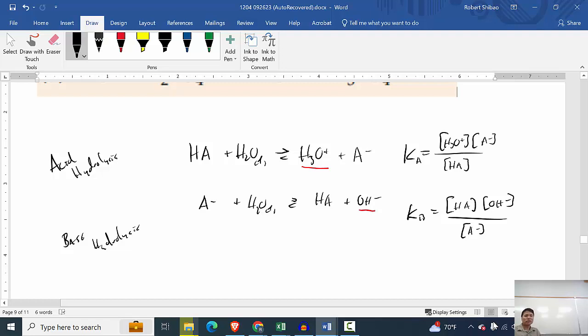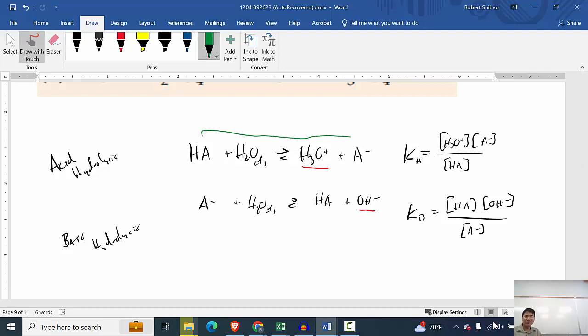Now, these are conjugates. Do you see the conjugate pairs? The conjugate relationship. So HA and A minus are conjugates. And water and hydronium are conjugates as well. And A minus and HA, these are conjugates. And water and hydroxide are conjugates as well. This is water acting as a base. So if water acts as a base, what is its conjugate acid?